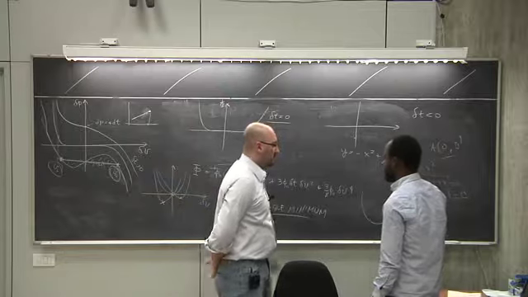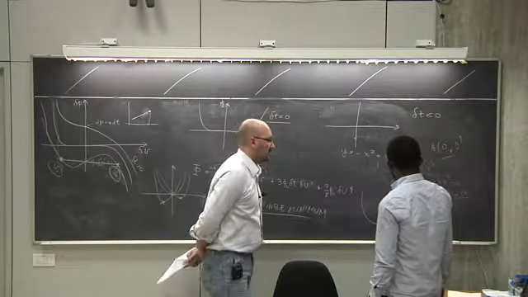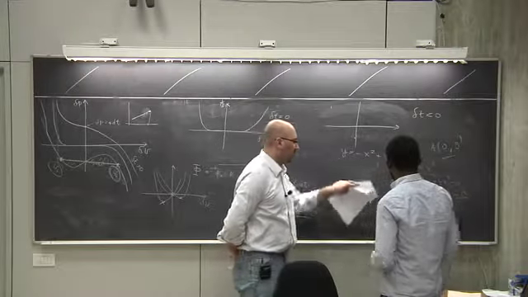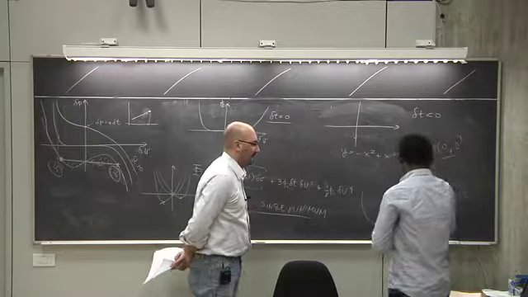So you found 3 solutions to the derivative equal to 0. One point is here. Where are the other 2? This and this.